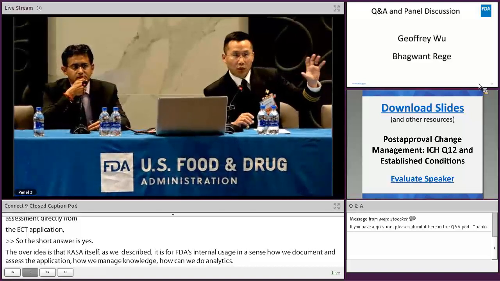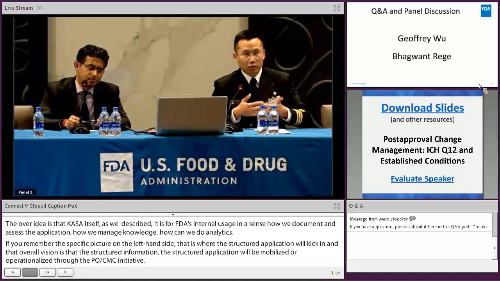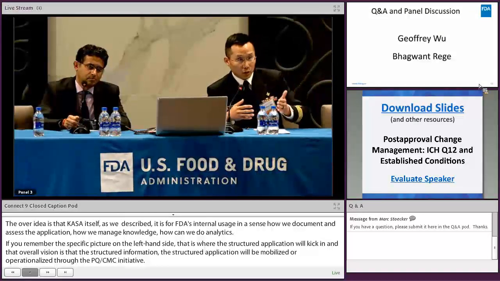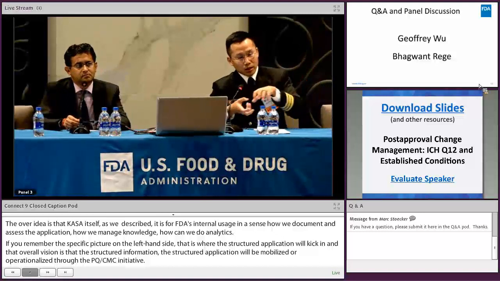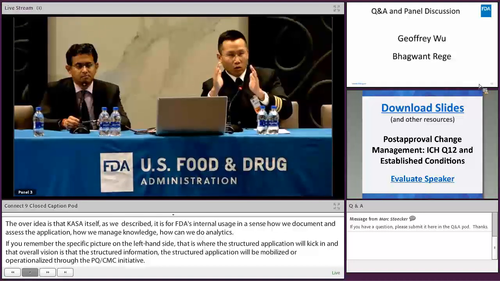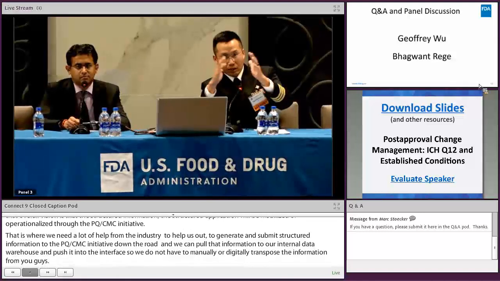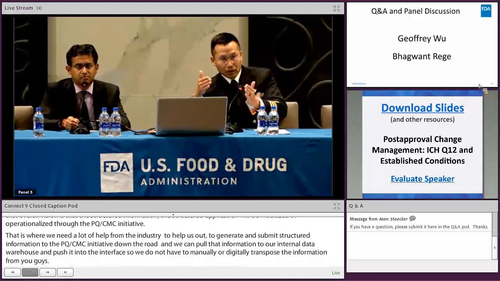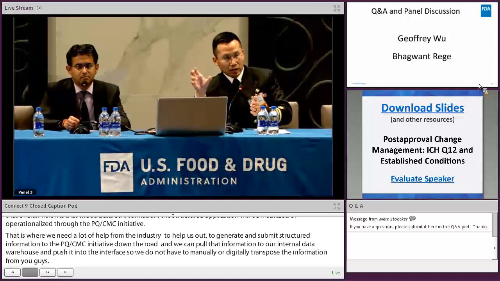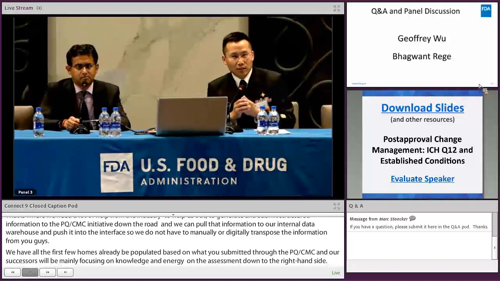initiative. That's where we really need a lot of help from industry, to generate and submit structured information through the PQCMC initiative down the road. Then we'll compile that information through our internal data warehouse and push it into the CASA interface, so that we don't have to manually or digitally transpose the information from you. We can have the first few columns, if you can imagine, already pre-populated based on what you submitted through the PQCMC. Then our assessors will mainly focus their knowledge and energy on the quality assessment columns down to the right-hand side. So that's a little bit of the longer answer to that question.